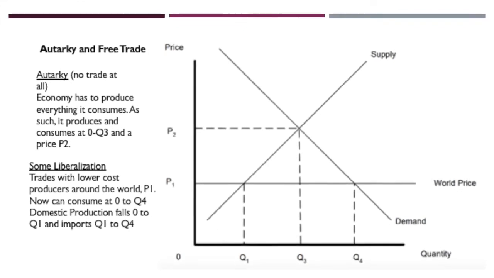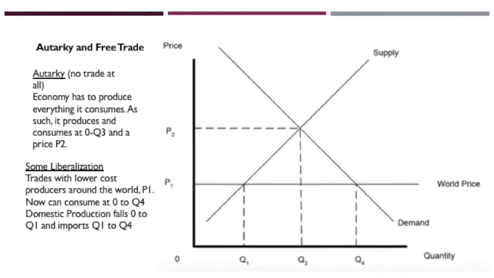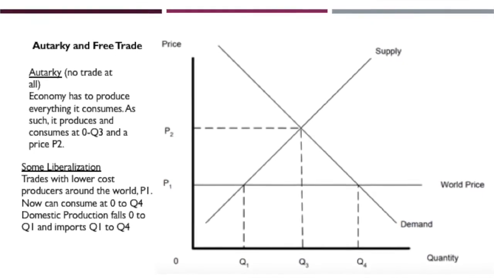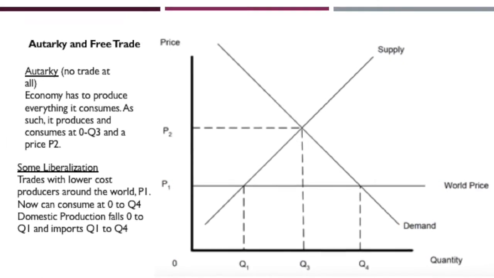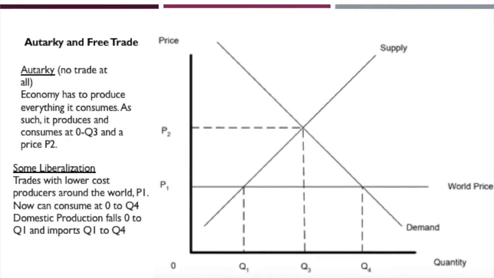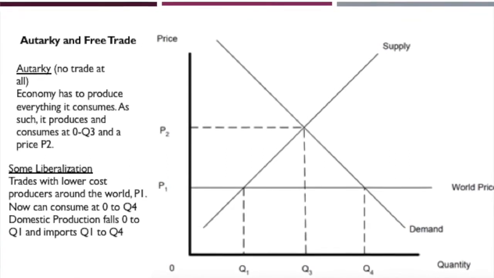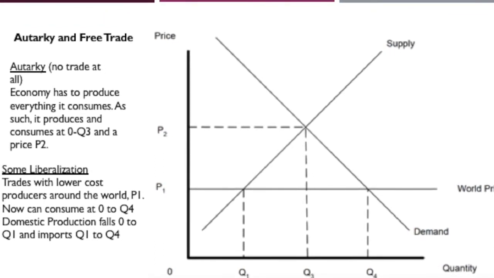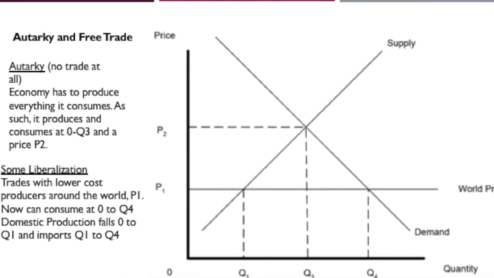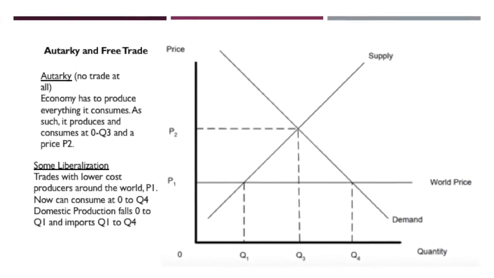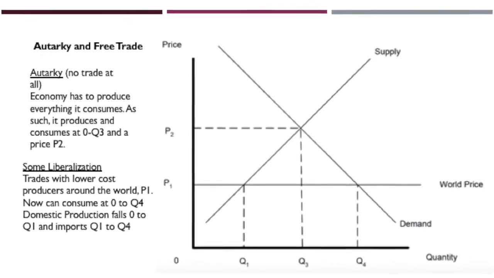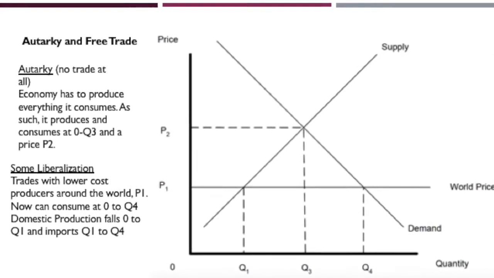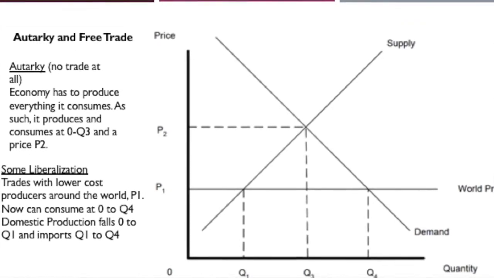Instead of producing things 0 to Q3, we are now, as a domestic economy, only producing things 0 to Q1, because we're importing all of the stuff between Q1 and Q4. We're consuming way out to Q4, but our imports have now displaced some of our domestic production. So we lose. Our losers are depicted in that space between Q1 and Q3, because we lose some of our domestic production as we are now importing a lot of those goods from abroad.